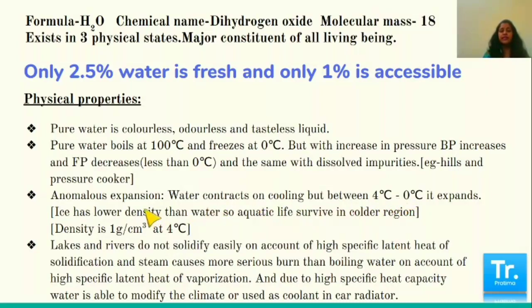Very important definition, as I had told you earlier also, children. Please see that the definitions are learned from the text.